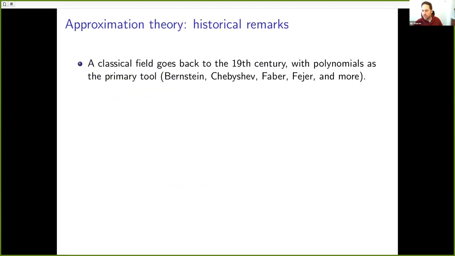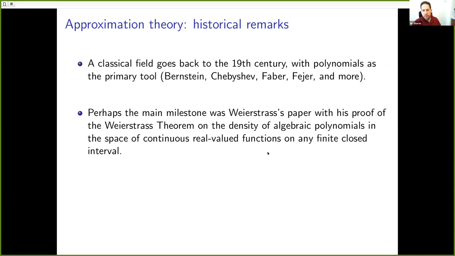So just to put everything in place, some historical remarks about the field. Approximation theory, I'm sure most of you know some part of the history, maybe more than I do. It's a very ancient classical field, going back to the 19th century with names like Bernstein, Chebyshev, Faber, Fejér, and more. Back then, polynomials were the primary tools, still very much today, but we have many more. And I think perhaps the main milestone in this field was the Weierstrass paper, which is the proof of the density of algebraic polynomials on a closed interval.